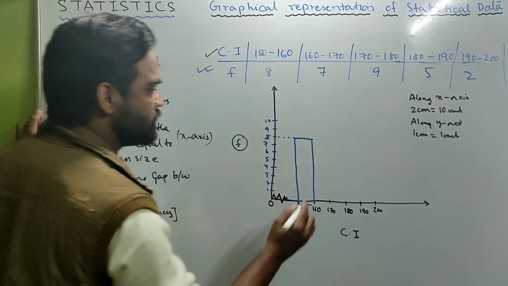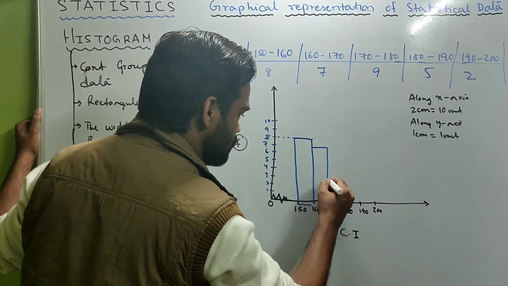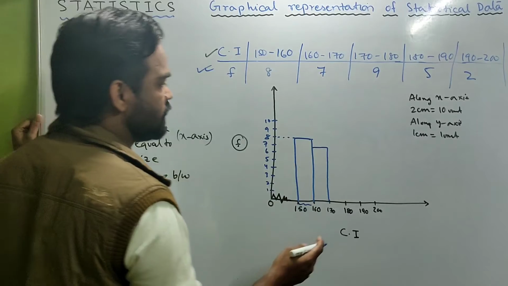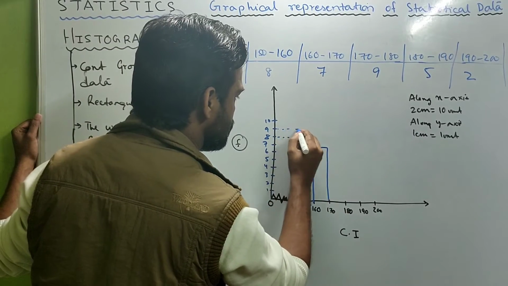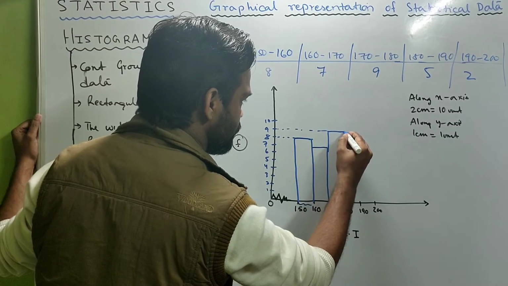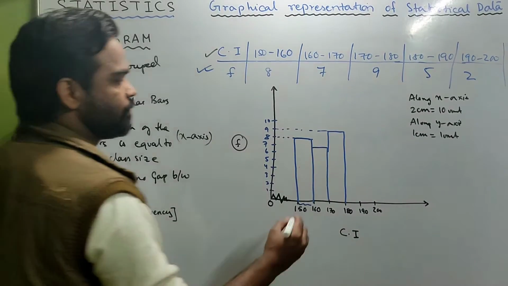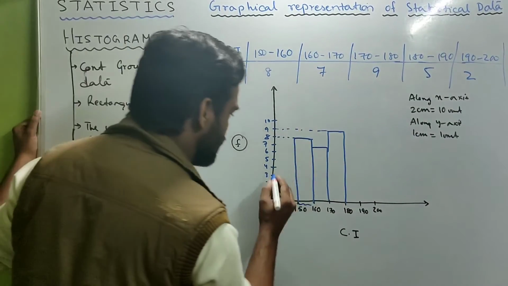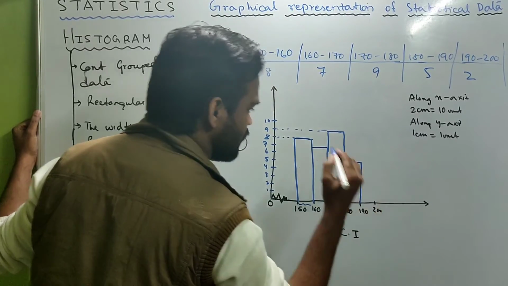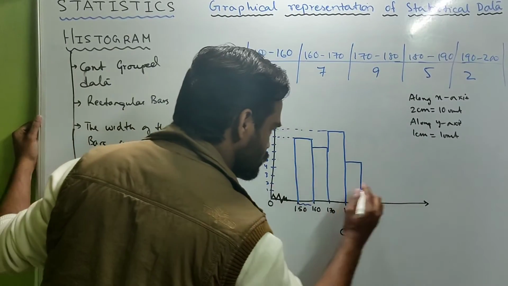Then 160 to 170 is 7. 7 is over here. See, there's no gap. Okay, I drew another bar. 170 to 180 is 9, so 9 is over here. Then 180 to 190 is 5. 5 is somewhere over here. And then 190 to 200 is 2. So 2 is over here.